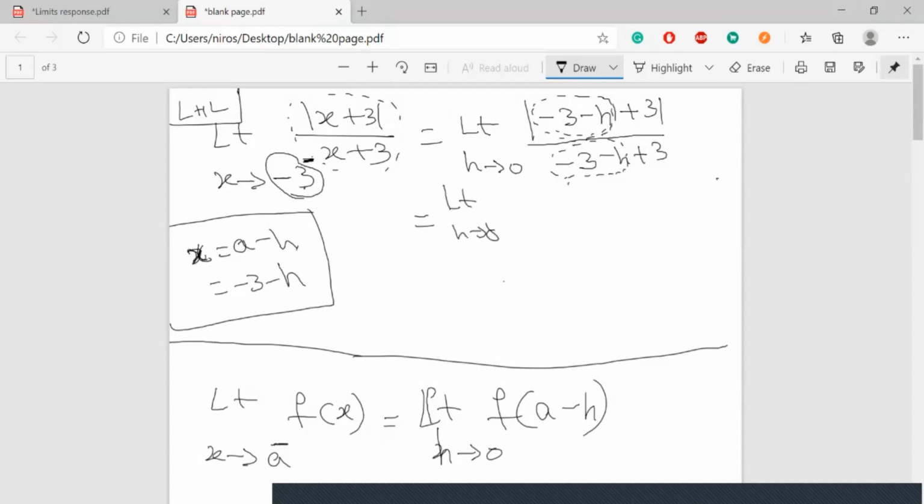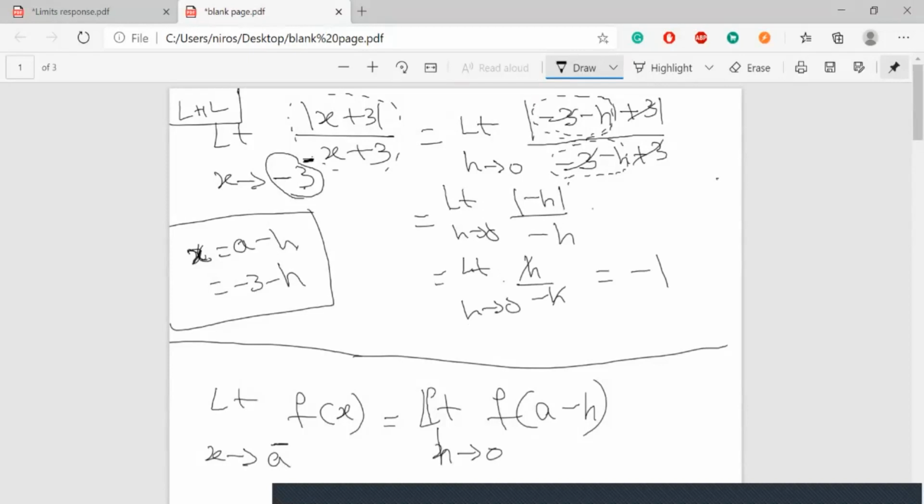Limit h tends to 0, minus 3 gets cancelled. It's mod of minus h by minus h, correct? Then what is mod of minus h? It is h, right? h by minus h. h cancels. It is minus 1.